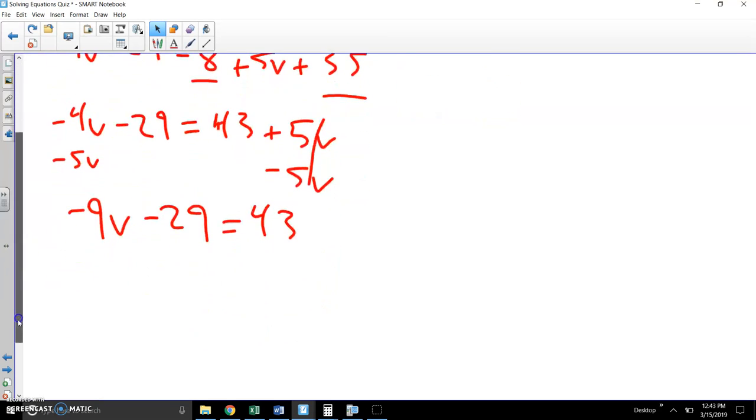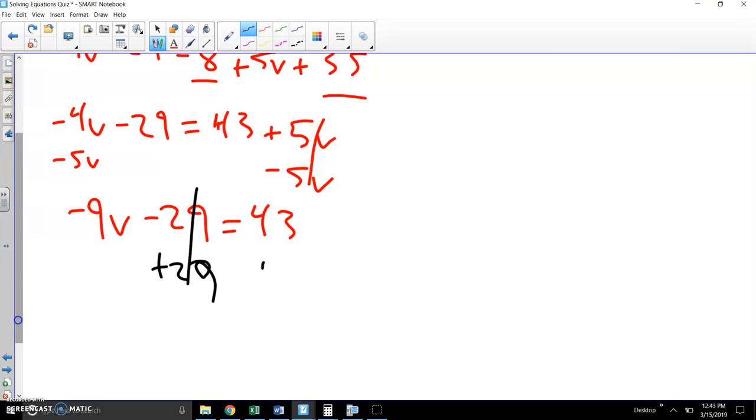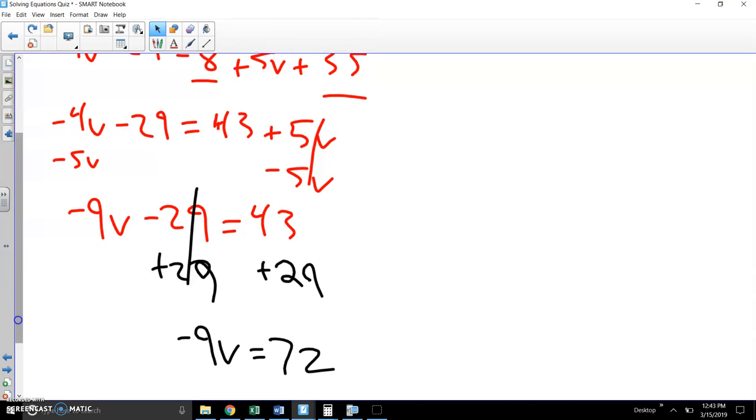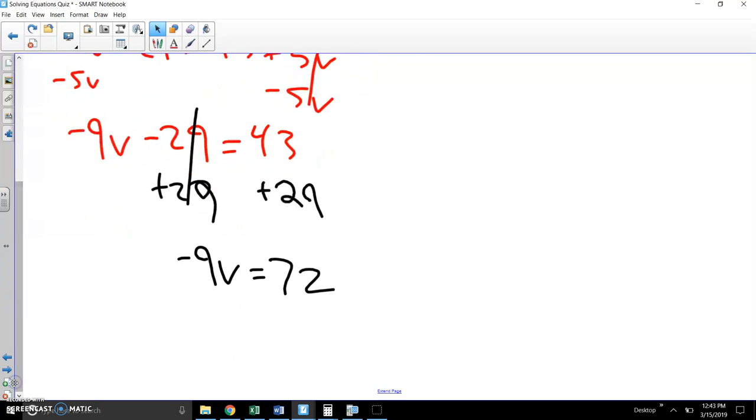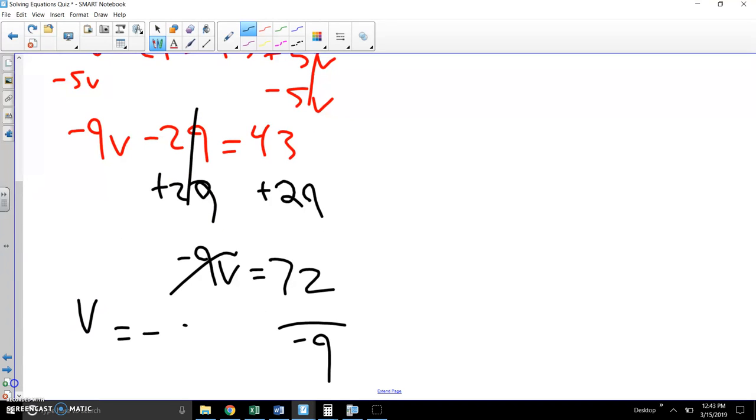And so I'm going to keep trying to get like terms by themselves until I get v by itself. Negative 9v equals 72. And now one last step here. Let's divide negative 9 to the other side, and v equals negative 8. So there's nothing else to plug into because there's not two variables. So this is the end of that particular question.